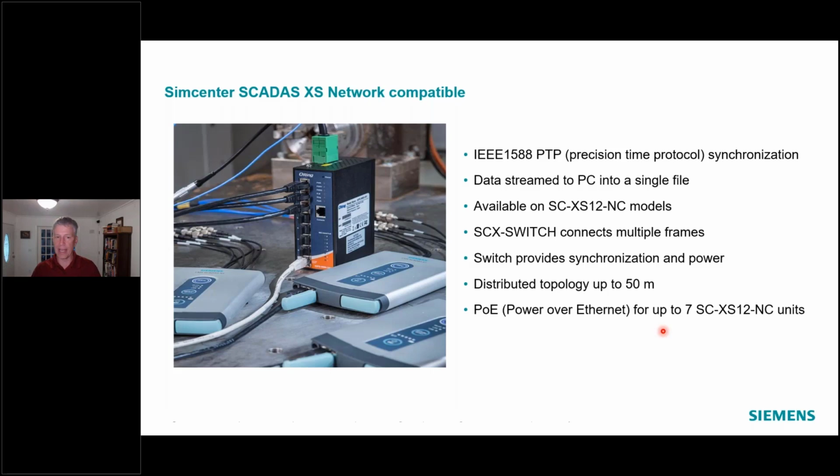XS and Mobile or XS and Lab doesn't work, but XS units themselves can be put into a specialized network switch that we sell, where I can take up to 7 12-channel units, giving me 84 channels of capability as one large front end. And in this case, we do it a little differently with the IEEE Precision Time Protocol that does the synchronization. Now, to be clear, this is a very specialized network switch.